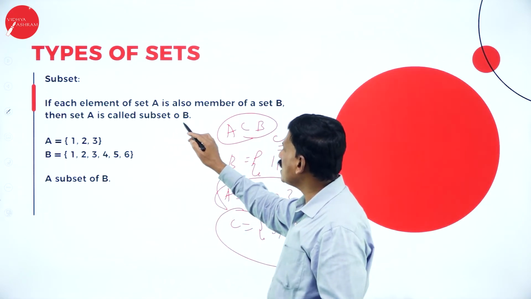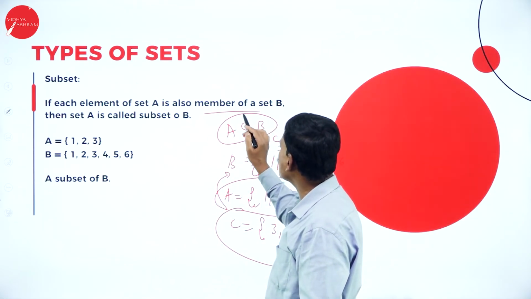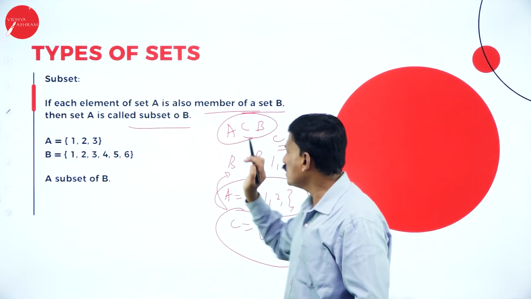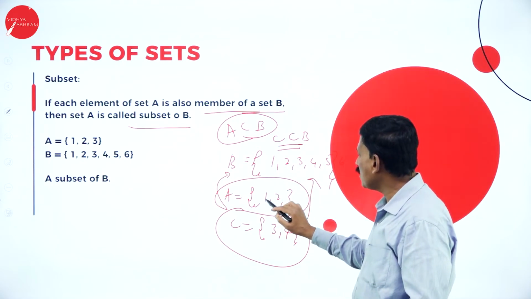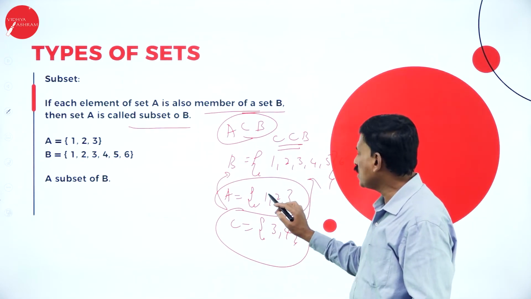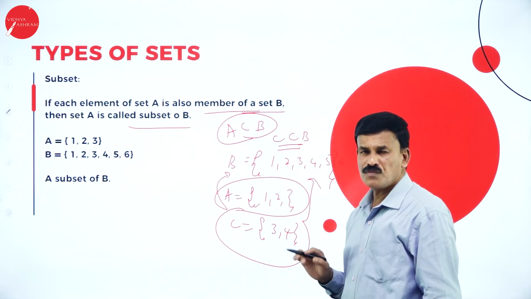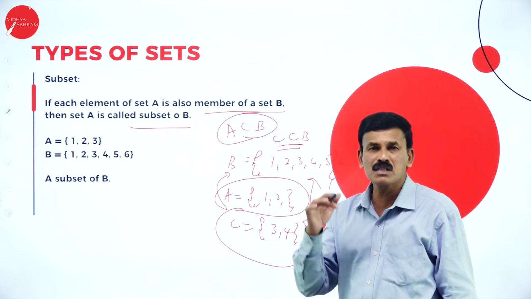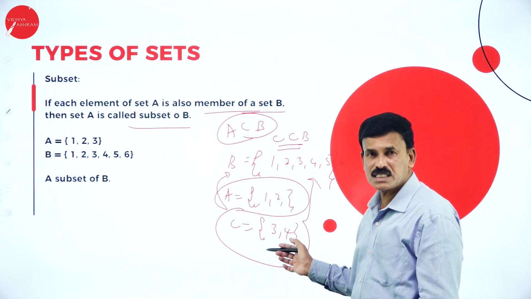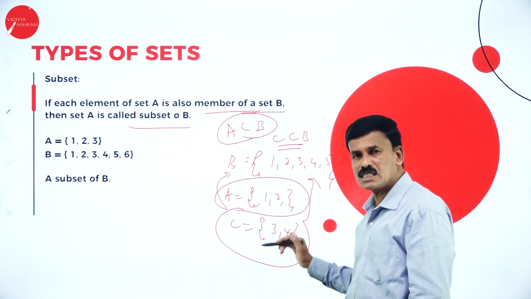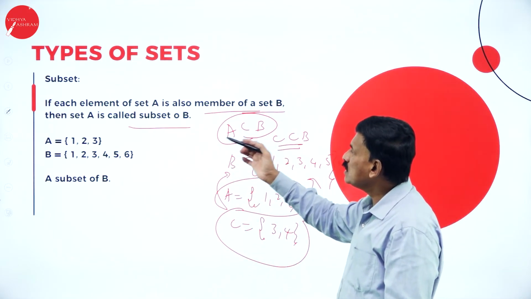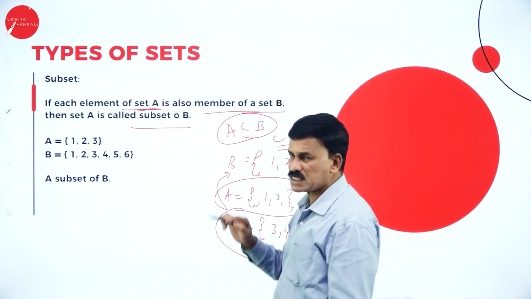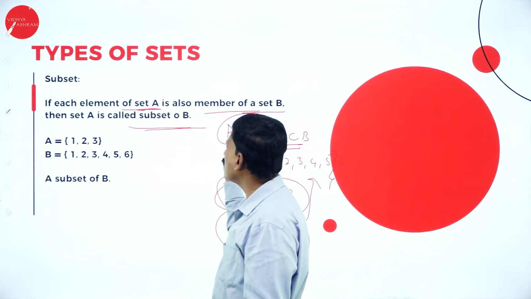If each and every element of a set A is also a member of the set B, then the set A is called the subset. Here each and every element of A is an element of set B, therefore A is a subset of B. If all the elements of the set C are elements of set B, then C is called the subset of B. So if each and every element of a set A is also a member of the set B, then the set A is called the subset.